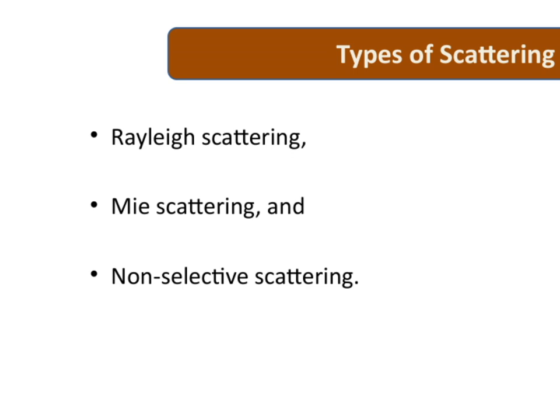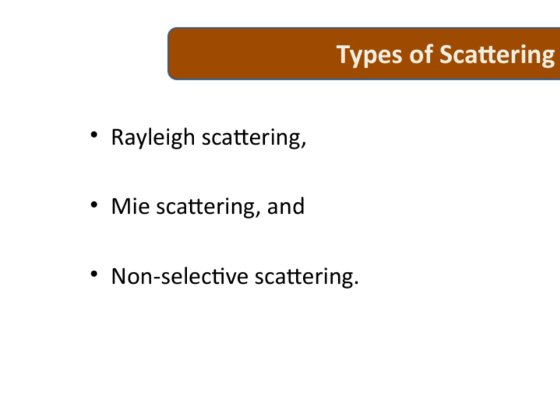Next, we have Mie scattering, which involves larger particles such as water droplets and aerosols. Unlike Rayleigh, Mie scattering doesn't favor shorter wavelengths, so it tends to scatter all visible wavelengths more equally, leading to phenomena like haze and clouds. Finally, there's non-selective scattering. This occurs with particles that are much larger than the wavelength of light, such as large water droplets or dust particles. It scatters all wavelengths roughly equally, which is why clouds appear white.